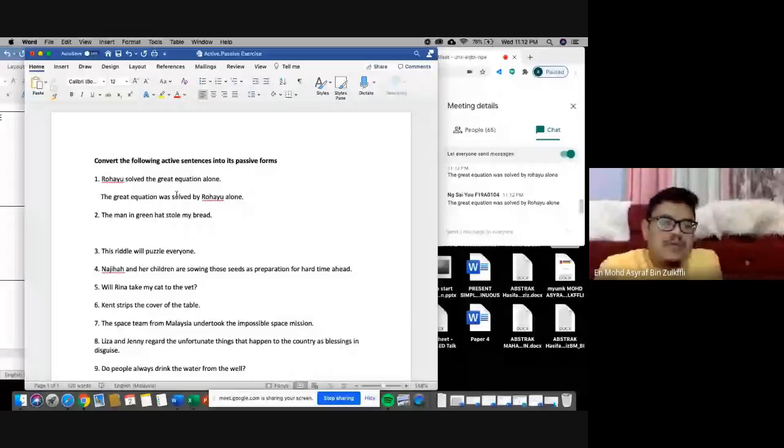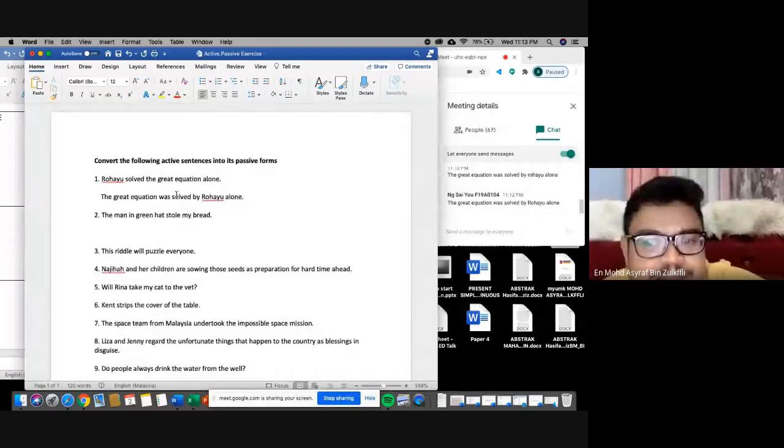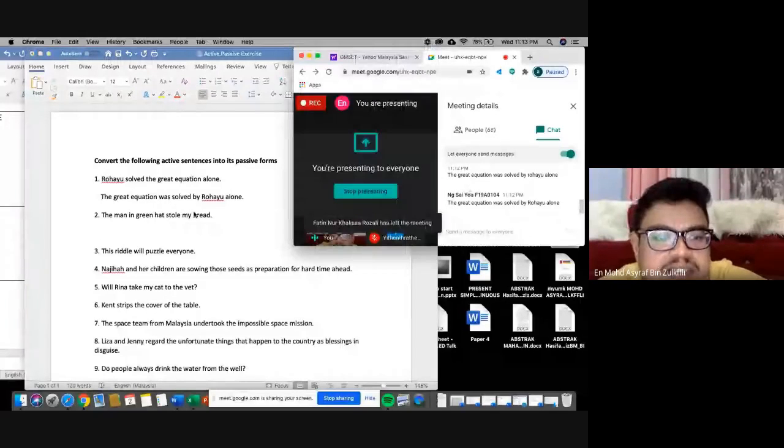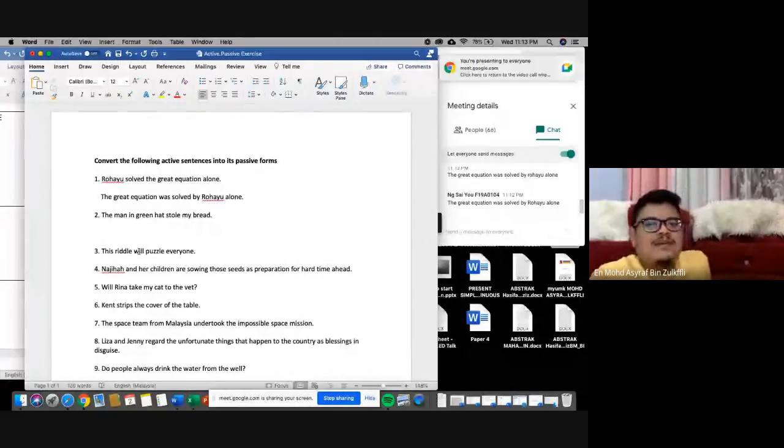Okay, next sentence. The man in green hat stole my bread. Try to do this one. This one is the same as number 1. It is in the simple past tense. Sama je. So you have to add was or were, and you have to change the verb into its past participle. So what is the past participle for stole? Steal, stole, stolen.